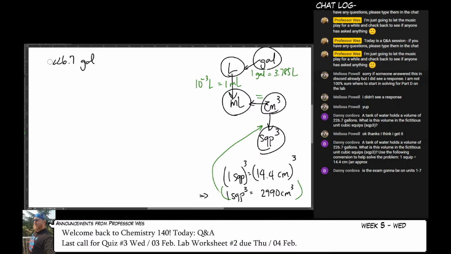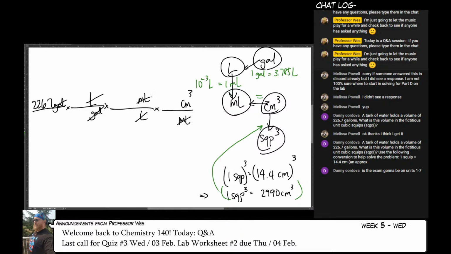So now we can just do the calculation. I'm going to move this number over because I'm going to need more space. So now, according to my chart, I'm going to go gallons to liters to milliliters to cubic centimeters to cubic squips. So let's do that. Gallons to liters, liters to milliliters, milliliters to cubic centimeters, and then I ran out of space, so cubic centimeters to cubic squips.